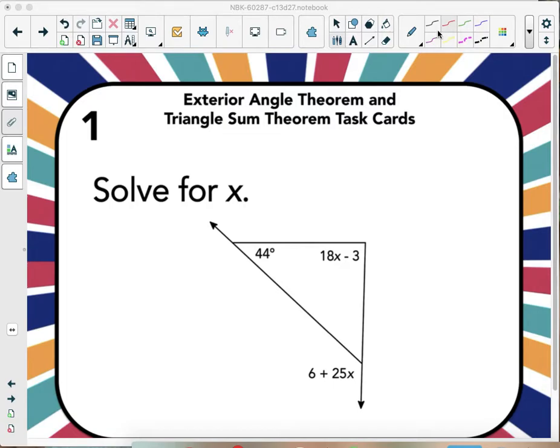So here's just kind of a little bit of a walkthrough. I know I put up an answer key, but this is a walkthrough of our different theorems and how we're going to be using those.